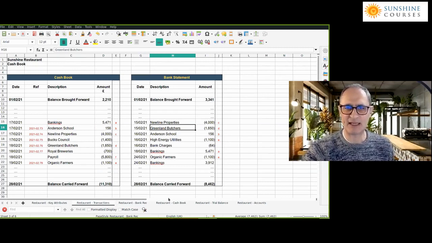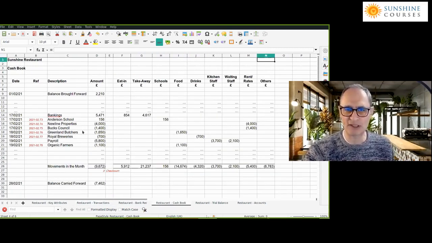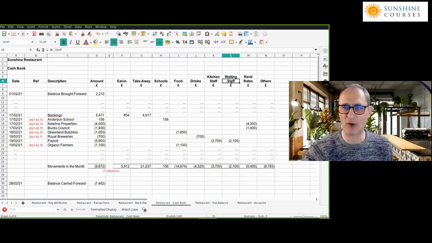And this next item is the corrected cash book. So I've now put through the transactions that had been missed out. Again, you can only see an extract here, but these are corrected. And look at the categories that I've used. I've distinguished food that we eat in, take away, or school. I've then put the categories for costs of food, drinks, kitchen staff, waiting staff, rent and rates, and others. And others would actually be quite a lot of different categories. I just put them all together.